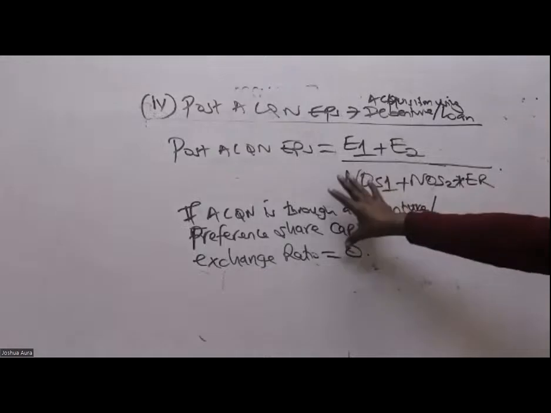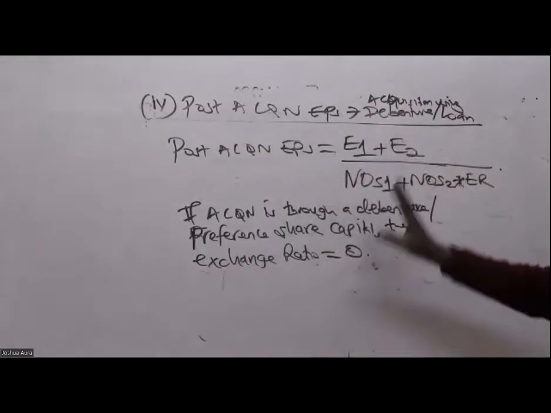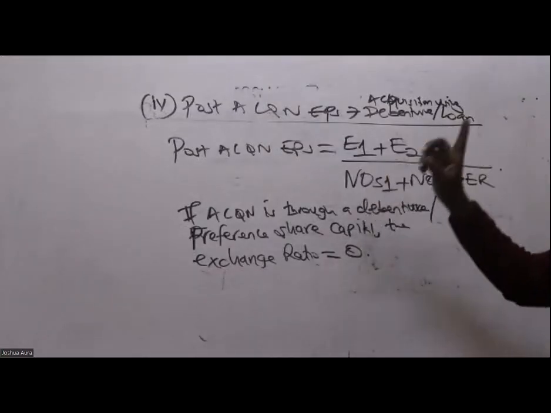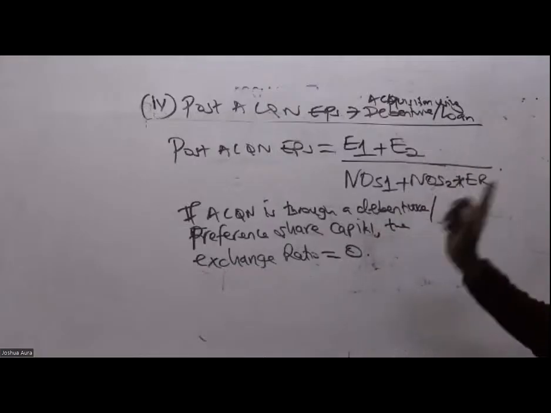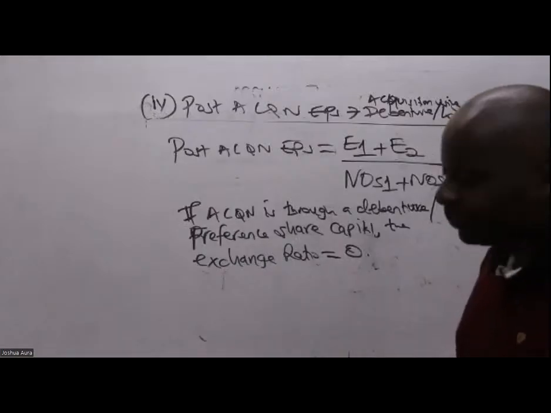So have you highlighted this? Anytime you go to a question and you see that this question is talking about an acquisition financed through a debenture or a preference share capital, then the exchange ratio will always be equal to 0. Very important there.